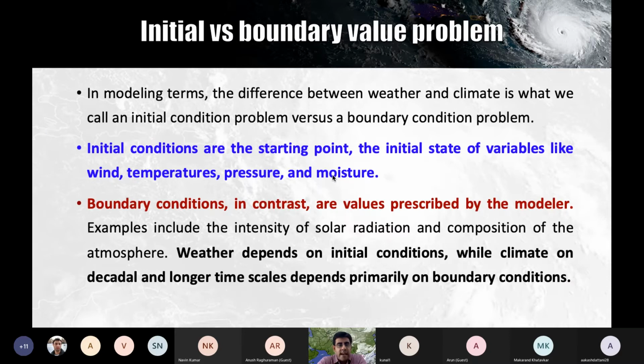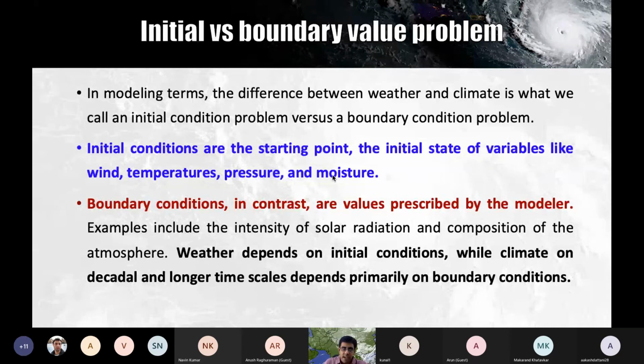So for instance, I take a model. It doesn't matter whether it is a GFS model, ECMWF, or IMD GFS. There are many different models. In order to understand weather, I need to initialize it with initial conditions, which are variables like wind, temperature, pressure, and moisture. I need to force it with this at, let us say, 1 p.m. today. I need to get all these variables.